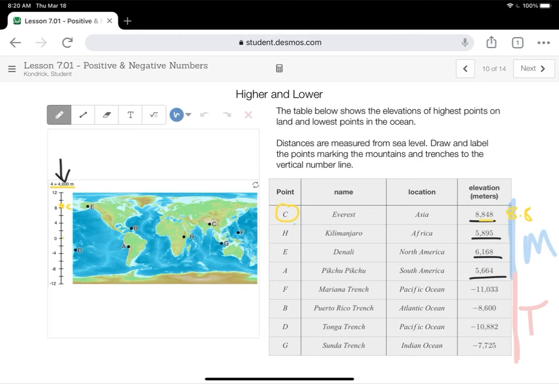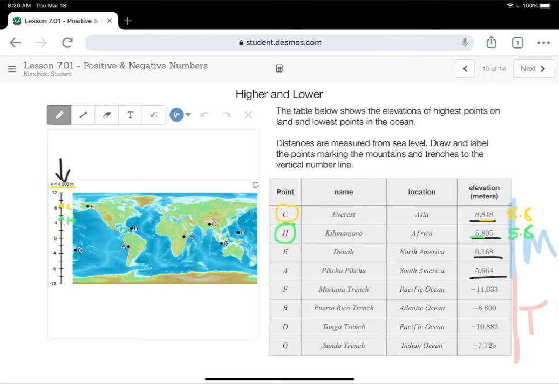For H, I'm going to put this around 5.8. So I would start at 0, and I would be going above the 4, close to the 6, and that would be H.